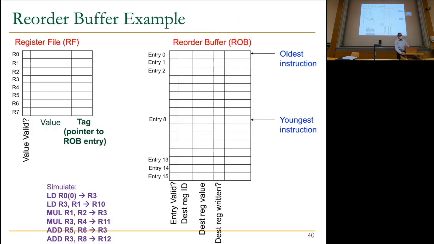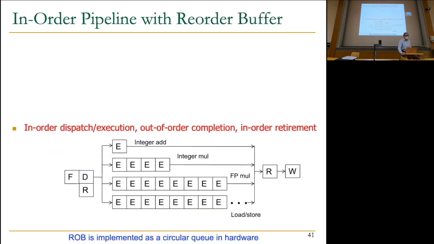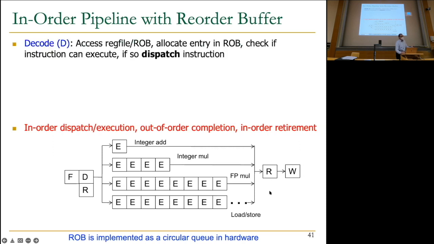And this is for you to actually fill in if you're interested. So basically, this completes the picture. Now we have an in-order pipeline with a reorder buffer. We have in-order dispatch or execution. Here, decoding and reorder buffer allocation is done in order. Out-of-order completion of instructions and in-order retirement of instructions. So in the decode, as we discussed, you access the reorder buffer and register file, allocate an entry in the reorder buffer, and check if the instruction can execute. If so, you send the instruction to execution. This is called dispatch, as we will also see.